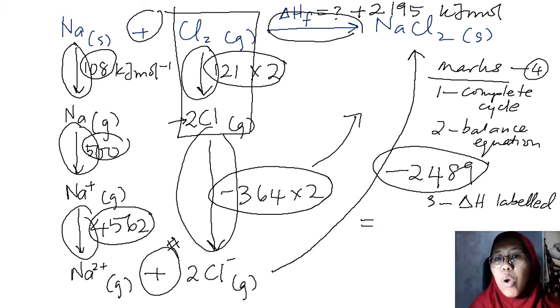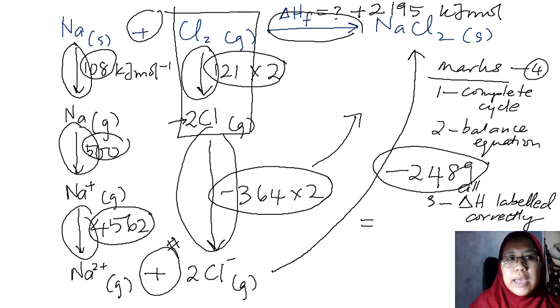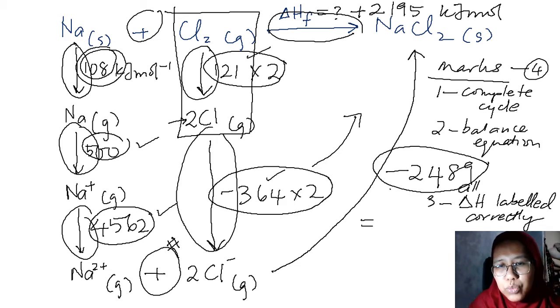Not only one, all delta H labeled correctly. Meaning that this must be labeled as enthalpy of atomization or sublimation given in the question. This also must be labeled. This is labeled, this is labeled, this, and this one. So the one that we want to find, we don't need to write. Okay. So the fourth mark would be the mark for phase.